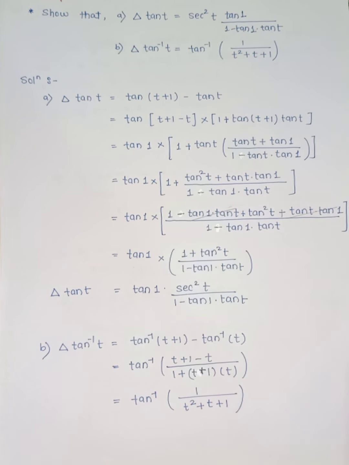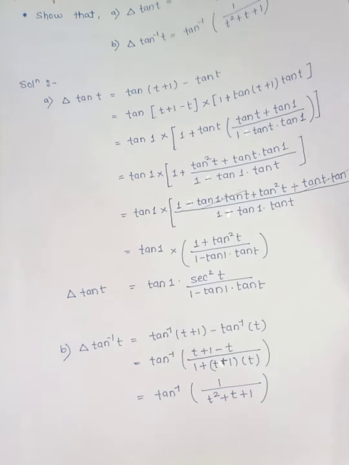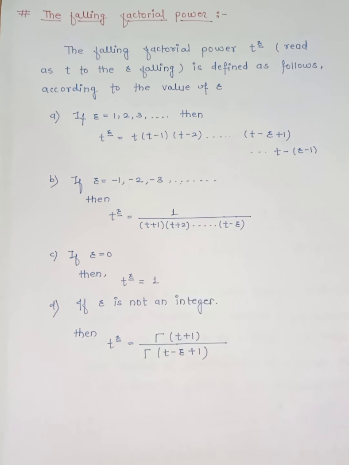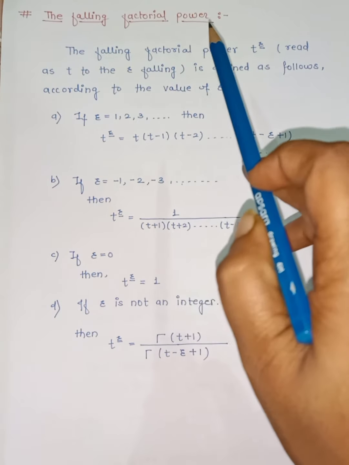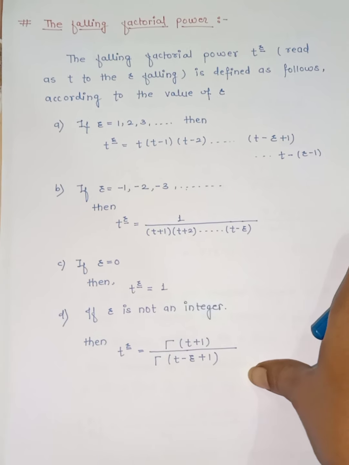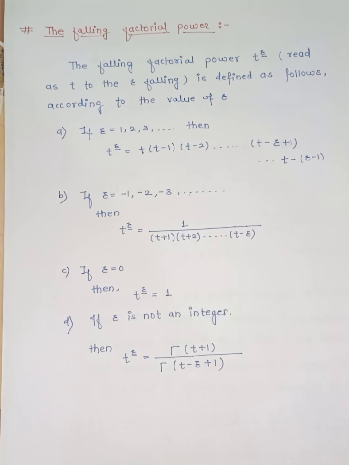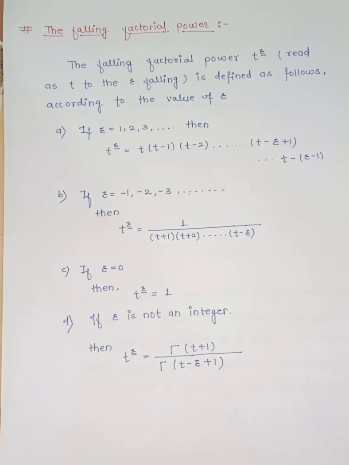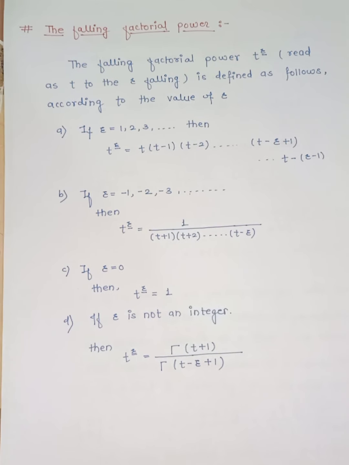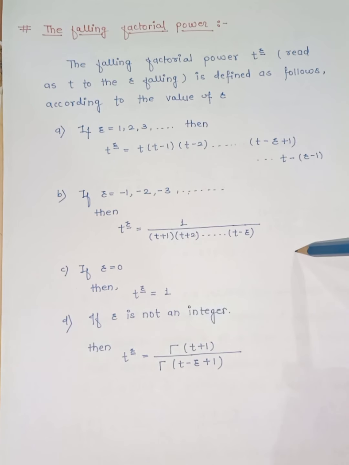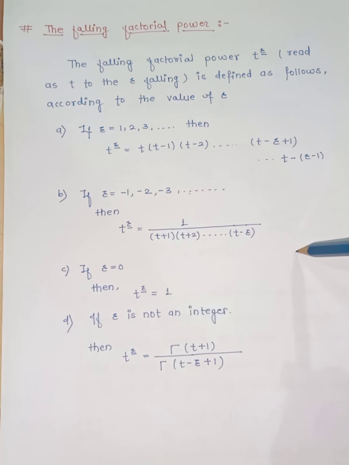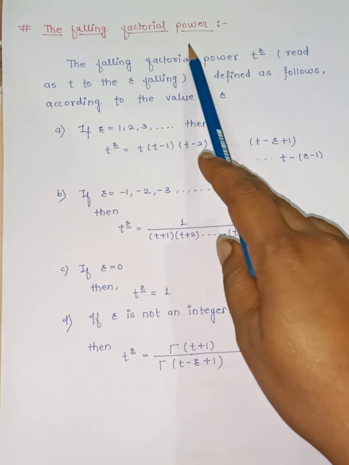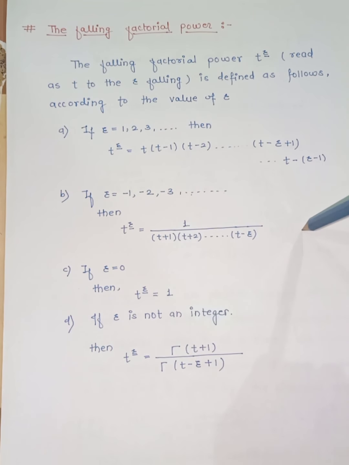Okay, now next we will see the falling factorial power. Now the falling factorial power, why is this for? We have seen in derivatives that we apply the product of index powers, and we are not able to do that in this difference. So we have something like falling factorial power, and we will use this in the difference operator.